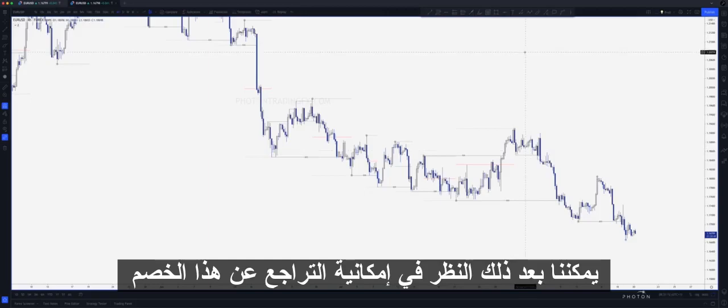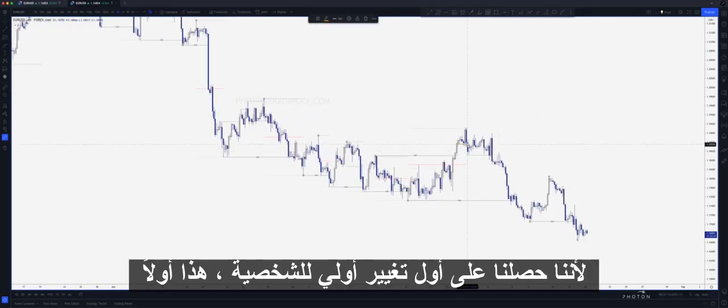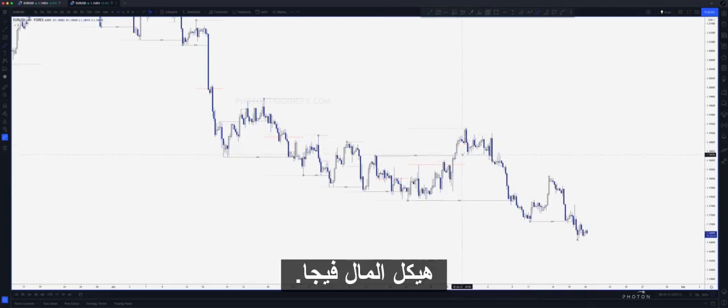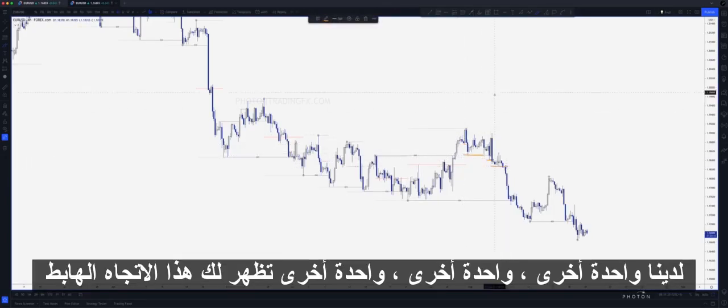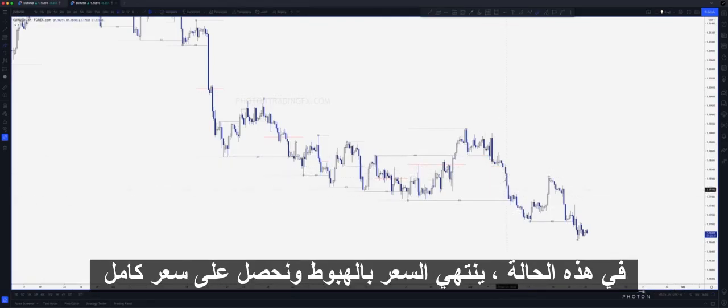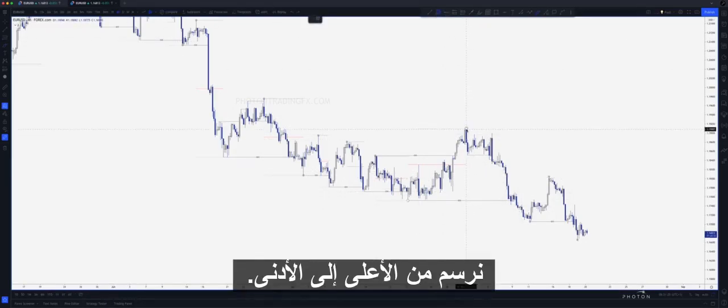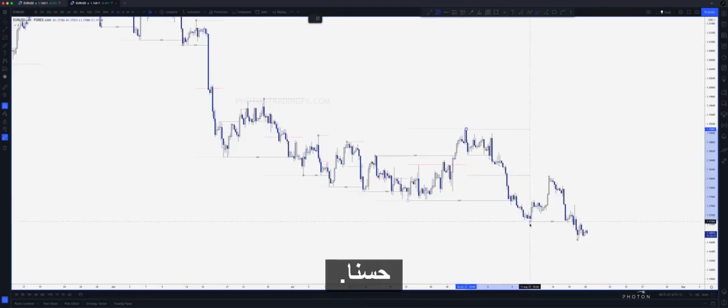And we can then look to potentially short back down into those discount prices, right? Because we get that first initial change of character, that first minor break of structure, we get another one, showing you that bearish order flow starting to kick in, and we can look to target the EQ, but in this case, price ends up going lower, and we do get a full-on reversal. So now we are bearish again, and we draw from the high to the low, right?